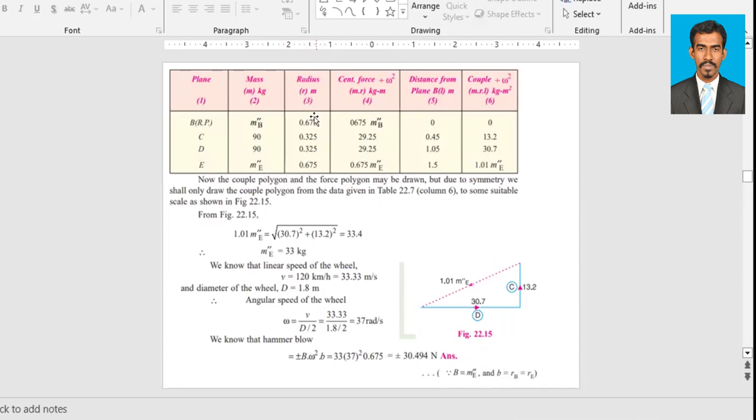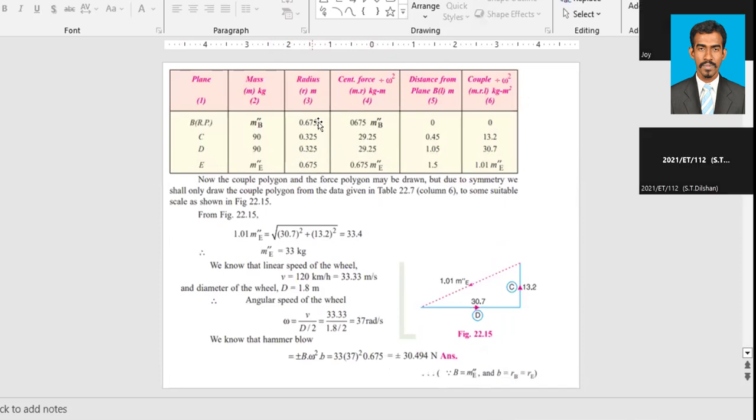Balance masses are to be placed at 0.675 meter, and the radius of the cylinder crank is 0.325 meter. Same data. So for centrifugal force, we are going to multiply the same 19.325, 29.25. Similar thing here, and 0.675 into m double dash b, same thing, right? And now the distance between the planes.